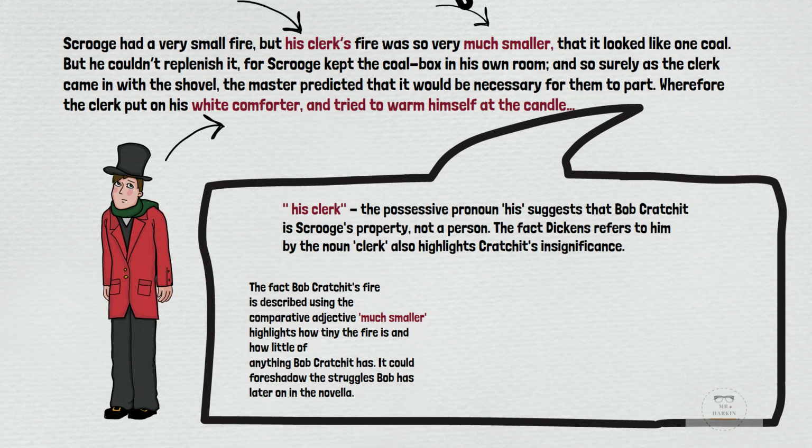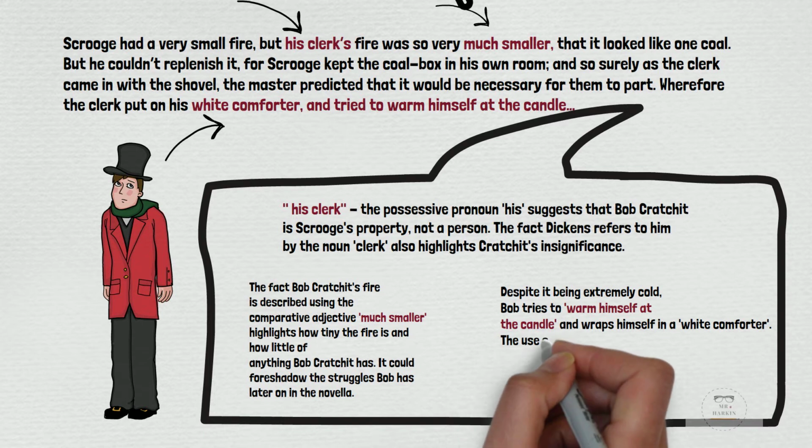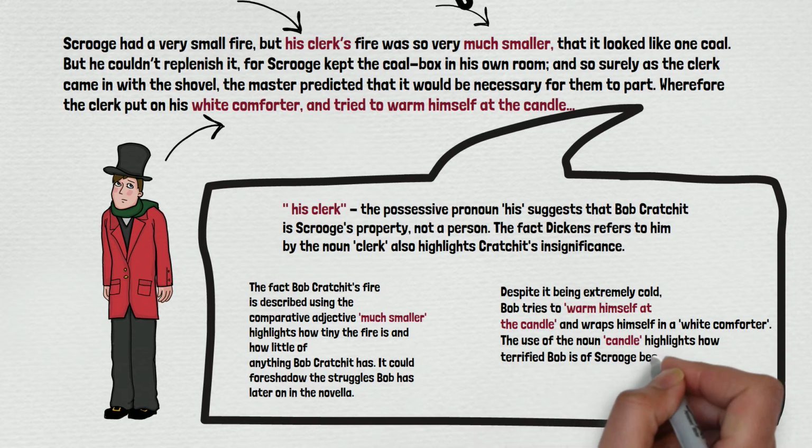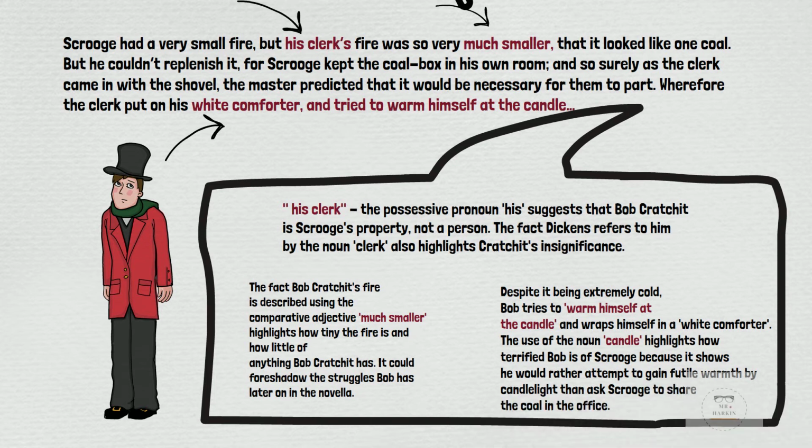Finally, we see Bob wrapped in a white comforter and trying to gain heat off a candle. The use of the noun candle highlights how terrified Bob is of Scrooge, because it shows he would rather attempt to gain futile warmth by candlelight than ask Scrooge to share the coal in his office. Notice again how I've zoomed in, identified the technique, and explained why that technique is significant.